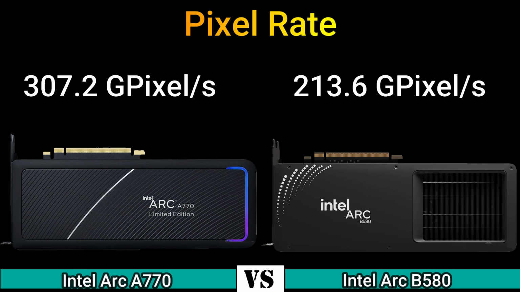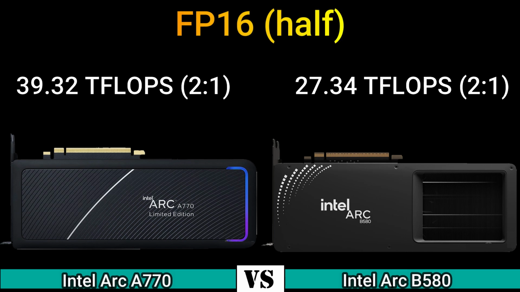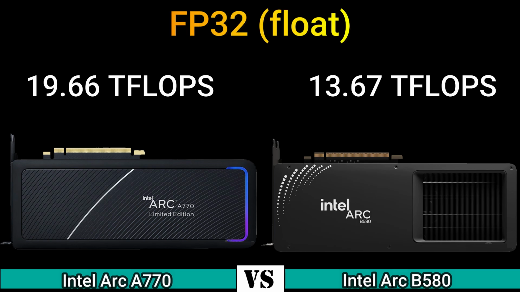Pixel rate 307.2 Gpixels and 213.6 Gpixels. Texture rate 614.4 GTexels and 427.2 GTexels. FP16 half 39.22 teraflops 2:1 and 27.34 teraflops 2:1. FP32 float 19.66 teraflops and 13.67 teraflops.